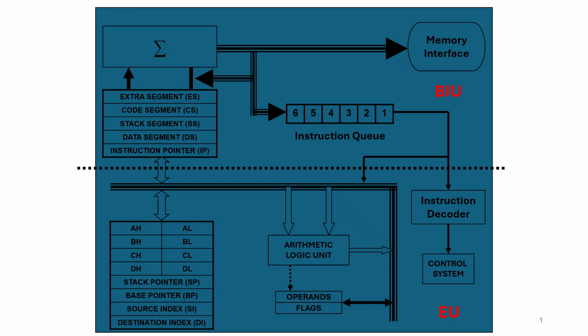Again, it consists of an arithmetic logical unit, which is responsible for all kinds of arithmetic and logical operations like addition, subtraction, multiplication, division, logical AND, OR operation, etc. And we have a temporary register where the data will be temporarily stored, and a 16-bit flag register. Apart from that, we have 8 general purpose registers, a stack pointer, a base pointer, a source index, and a destination index register.